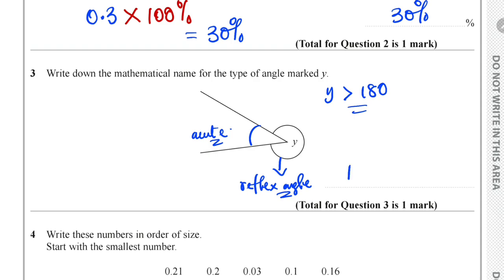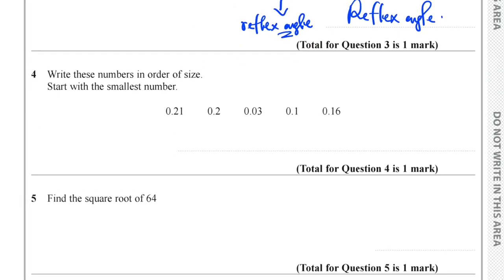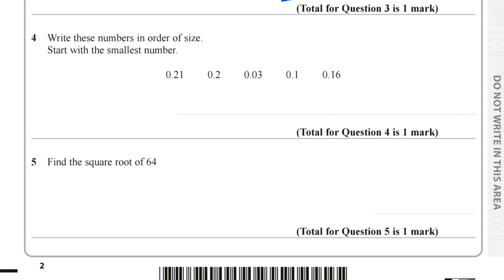Okay, so that is the answer. We have a reflex angle. Now, you need to know the definition of a reflex angle, an acute angle, and an obtuse angle. It's going to help you when you see questions like this, all right? Okay, good. So let's move to the next question.